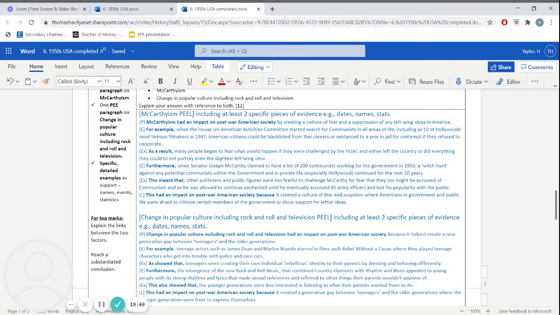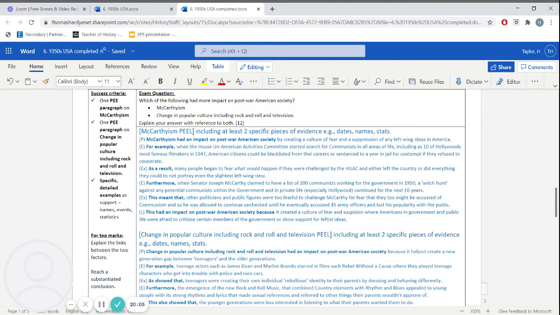we'll just go through this first one, shall we? So my point here is that McCarthyism had an impact on post-war American society by creating a culture of fear and suppression of any left-wing ideas in America. So that's my point. You can see here I've tried to use the wording of the question. So the question is, which of the following had more impact on post-war American society? So I've used the wording of impact on post-war American society, and I've named one of those two bullet points, and I've started with McCarthyism.